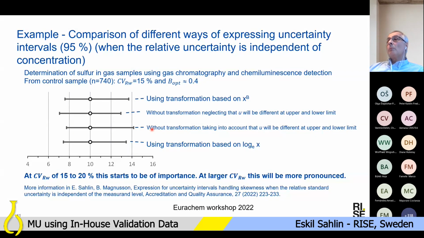So this is a comparison of different ways of calculating uncertainty intervals when the coefficient of variation is around 15 to 20%, which is when it starts to become necessary to consider asymmetry. So this will basically show the difference between different uncertainty intervals at 15 to 20% here. If we have larger coefficient of variation, all these differences will be more pronounced and it will be more critical to take asymmetry into consideration here.